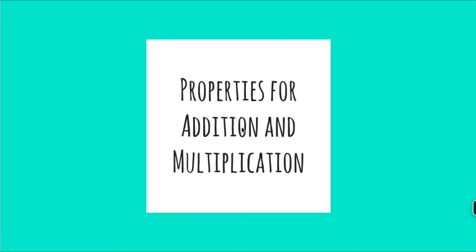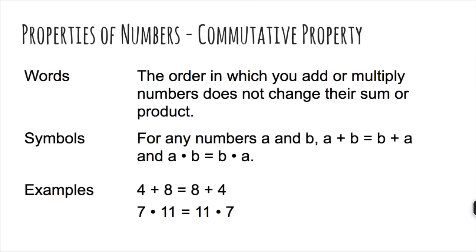Just 3 more properties to go as we move forward. So now we're going to look at properties that work for addition and multiplication. So these properties begin with the commutative property. I know we've already talked about the commutative property a little bit this year. So the commutative property says the order in which you add or multiply numbers does not change their sum or product. So we can move them around a little bit. Commutative starts with that word commute, which means to move. So what we can do is we can say a plus b is the same as b plus a, and we can move things around and add them in any order, and that also works for multiplication.